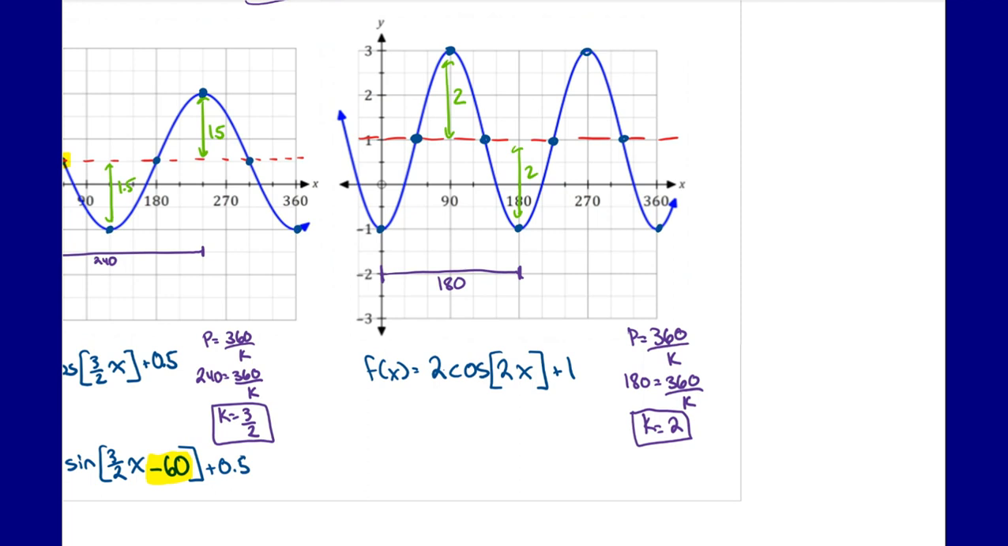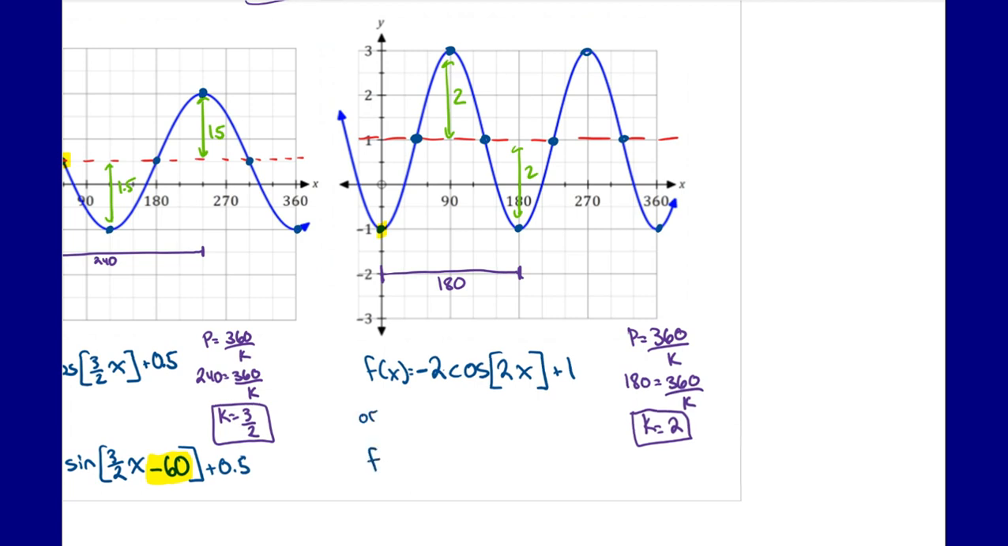Now, the other thing, kind of mentioned it before, our cosine wave is supposed to start at a maximum and go down to a minimum. This one starts at a minimum and goes to a maximum. That means that this has been flipped. So I'm going to put a negative in front of that 2 to indicate the flip. So the negative for the flip, 2 for the amplitude, and the 2 here because we have 2 cycles per 360, and the +1 because we've moved up 1.